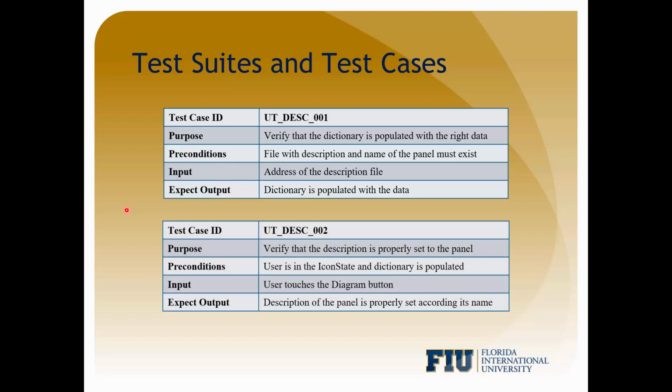A second test case we implemented was to verify that the description is properly set to the panel. As a precondition, the user must be in the icon state, and the dictionary must be populated with data previously loaded from the text file. The input is that the user touches the diagram button. Then the expected output is that the description of the panel is properly set according to the name of that panel, because the dictionary has the name of the panel and its description.